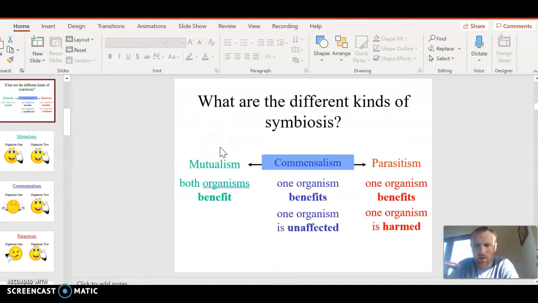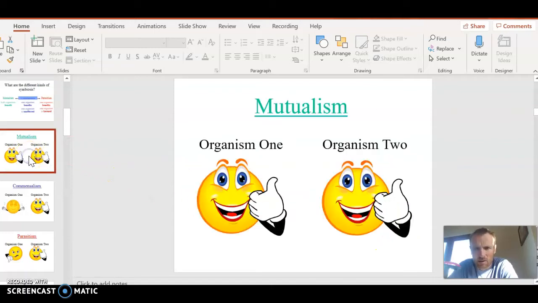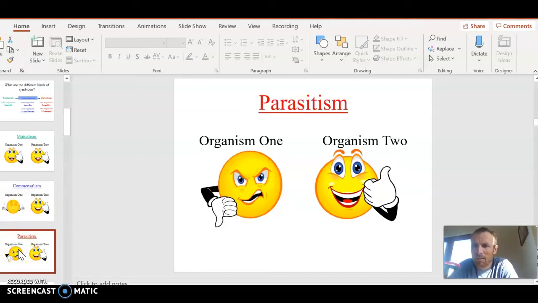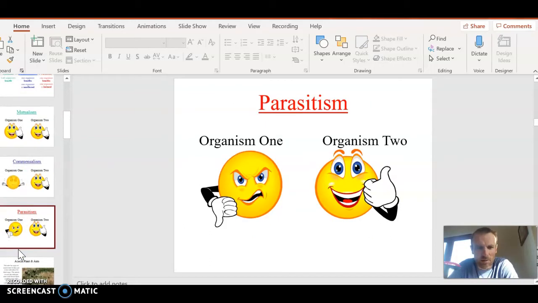So the three kinds of symbiosis are mutualism, commensalism, and parasitism. Mutualism is green here because both organisms benefit. Commensalism is blue because one benefits and one is unaffected. And parasitism is one benefits and one is harmed. That's why it's red, as one of them is harmed. And so you kind of have two thumbs up for mutualism. One thumb up, one organism, meh, for commensalism. And then parasitism, one thumb up, one thumb down.